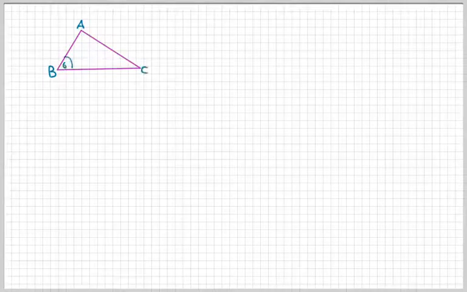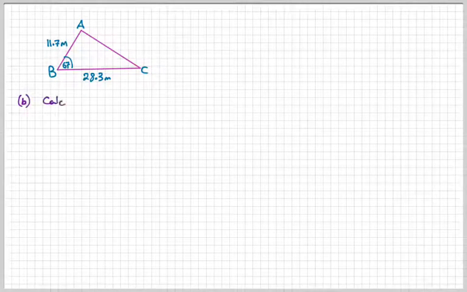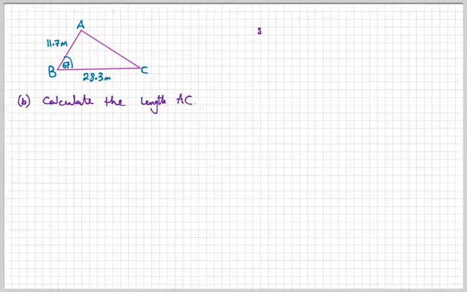So this is the second part of the sine and cosine rule videos. We're going to continue with the same triangle we did in the previous question, but with a different question to ask. So this question is: calculate the length of AC. What I'm going to do is just put up those formulae again.